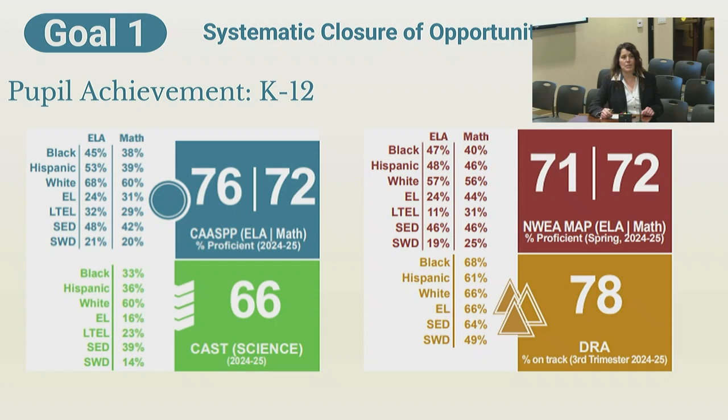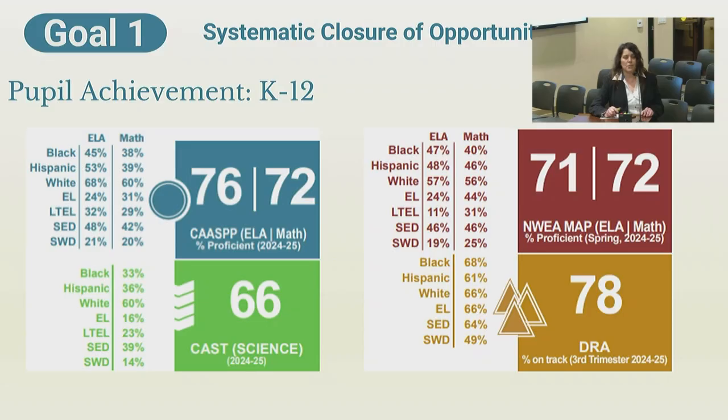This is a benchmark assessment to see student progress towards potential CAASPP proficiency. It's given 3 times a year. This metric for our dashboard evaluates the spring assessment. 71% of our students demonstrated proficiency in ELA and 72% demonstrated proficiency in math.